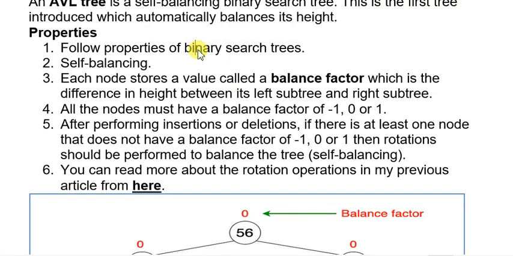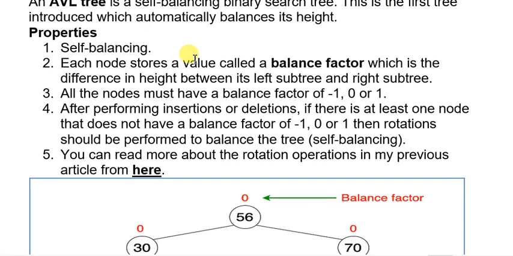Property: self-balancing. Each node stores a value called the balance factor, which is the difference in height between the left subtree and right subtree. All the nodes must have a balance factor of -1, 0, or 1. After performing insertion or deletion, if there is at least one node that does not have a balance factor of -1, 0, or 1, then rotations should be performed to balance the tree.